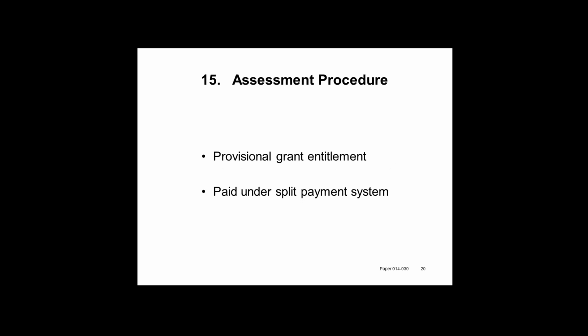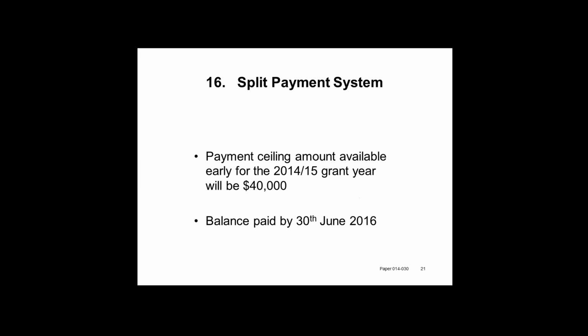The assessment process works in a two-stage process. A provisional grant entitlement is processed normally fairly quickly, within 30 days or so of lodging the grant application, and the remainder is paid towards May, June of the following year. So in other words, May, June 2016, based on a proportionate share of the total claimants for Export Market Development Grant, because there is a definite total amount of money that's available under this scheme.